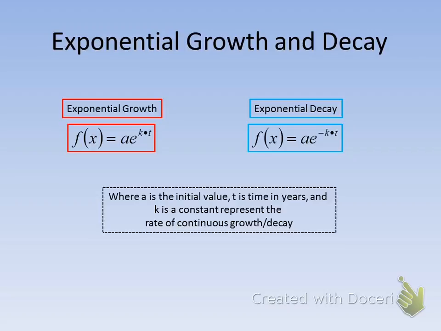A times e to the k times t power, and a times e to the negative k times t power. Very, very similar. A is your initial value. This stuff's important. A is your initial value. T is time in years. And K is a constant that represents the rate of continuous growth or decay. Obviously, if it's an exponential growth problem, you're getting bigger, K is going to be positive. If you're getting smaller, decreasing, K is going to be negative.